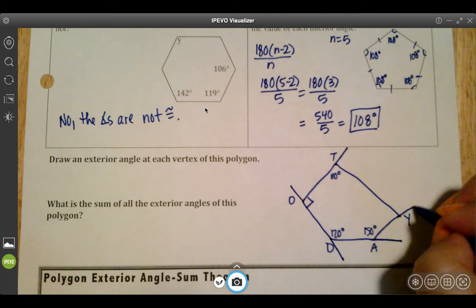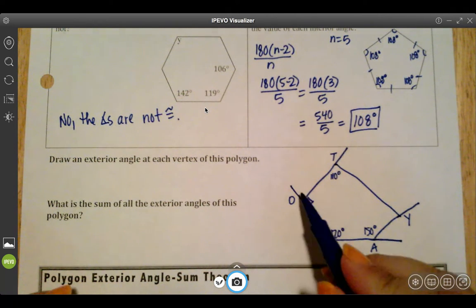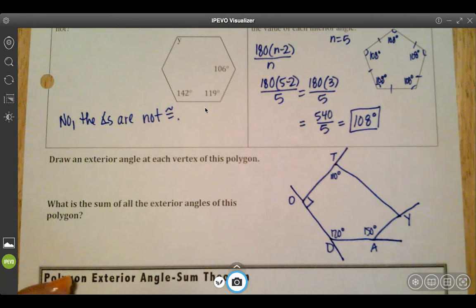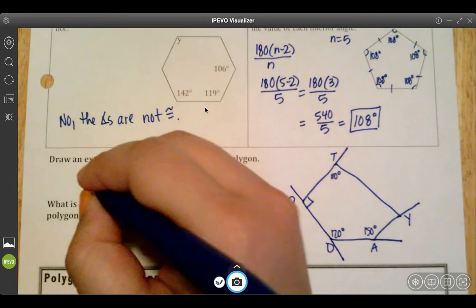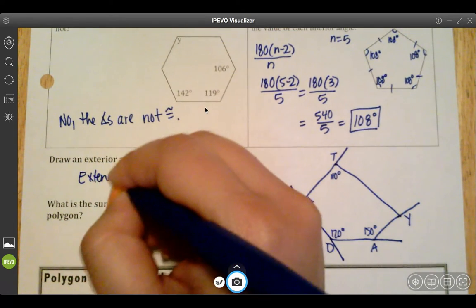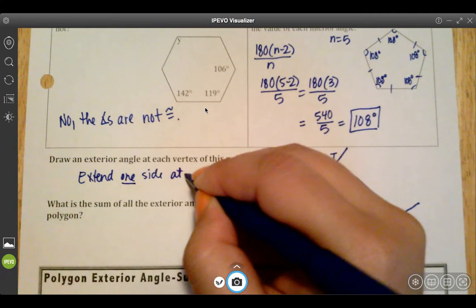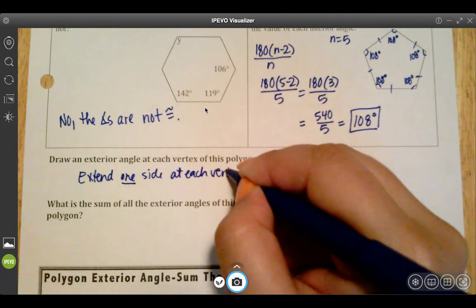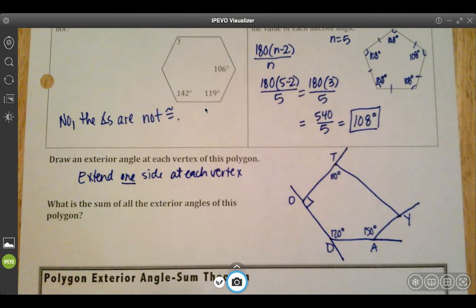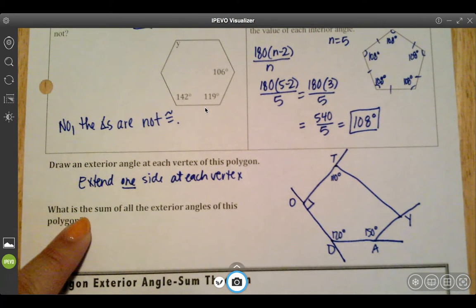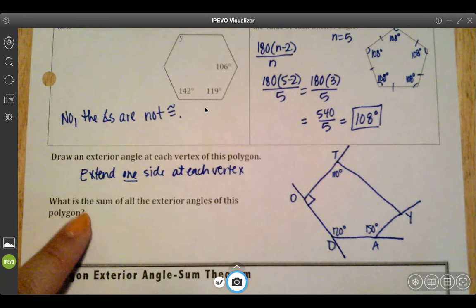And why is that? Well, we know that both of those exterior angles are supplementary to the interior angle. So it doesn't matter which side you extend. You just want to extend one side at each vertex. And then we want to find out what is the sum of all of the exterior angles of the polygon.